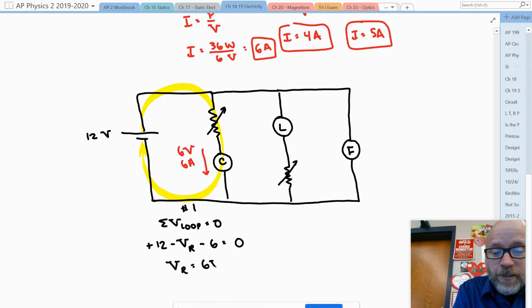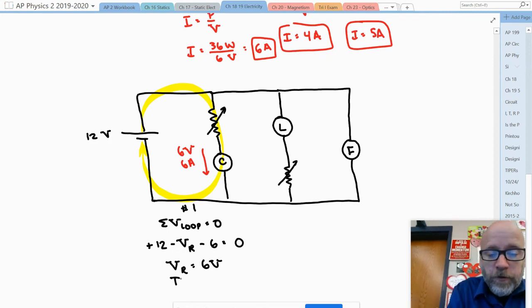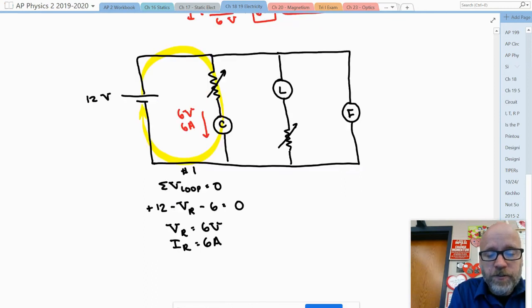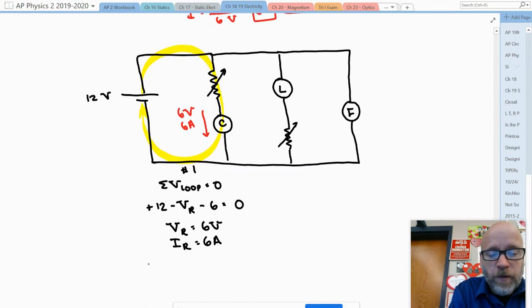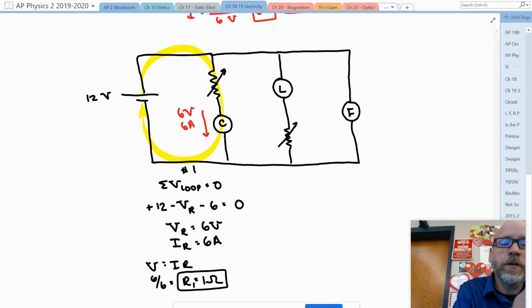It has a 6-volt drop, and I need it to have a current of 6 amps. So the resistance that I would use, since V equals IR, 6 divided by 6 gives me a resistance of 1 ohm. So R1 is going to be 1 ohm.